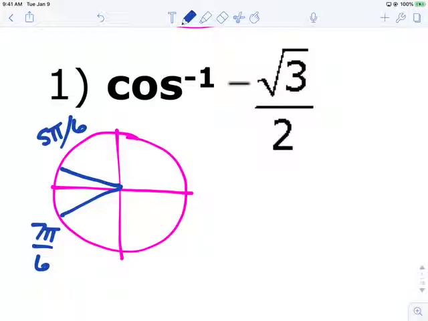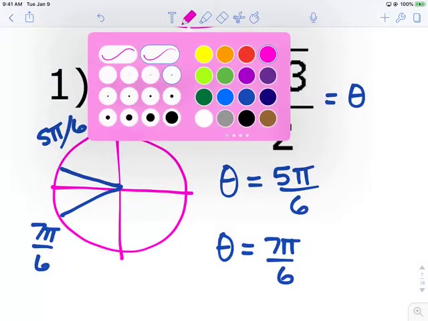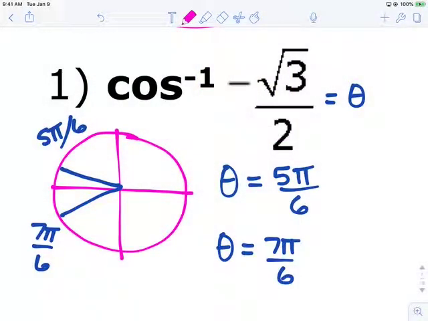And now, let's put down those angles we found. Theta can equal 5 pi over 6, and theta can also be 7 pi over 6. Now, here's the trick with finding all answers: coterminal. Don't both of those angles have coterminal angles? Yep. They have infinitely many of them.